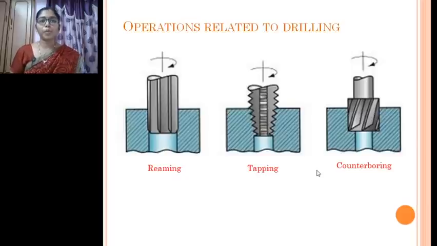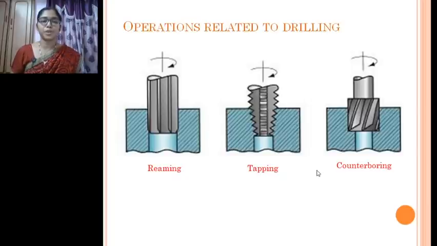There are different operations in drilling also. You can see reaming operation, tapping operation and counterboring operation in the present slide. Now what are these operations? Why do we go for these different types of operations? What is the use of these operations? Take reaming, the first operation related to drilling. Reaming is an operation which is used for finishing the drilled holes.